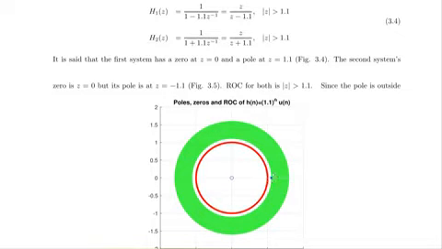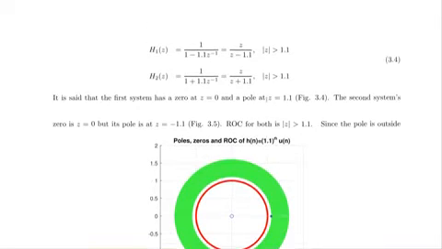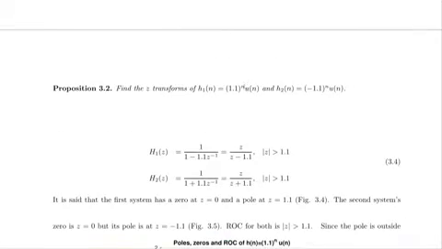You see here, this time the ROC doesn't contain the unit circle, the red one. So you cannot define a frequency response, where r can be equal to 1. Can it be? No. For this system, there is no frequency response, so it's not even stable. Now going back here, if n approaches infinity, you see it's not stable. It's not converging.